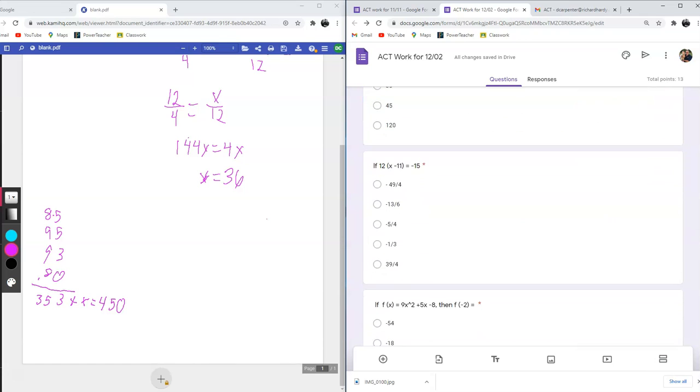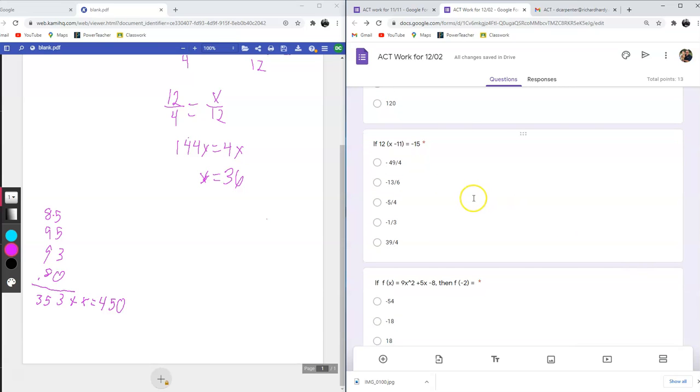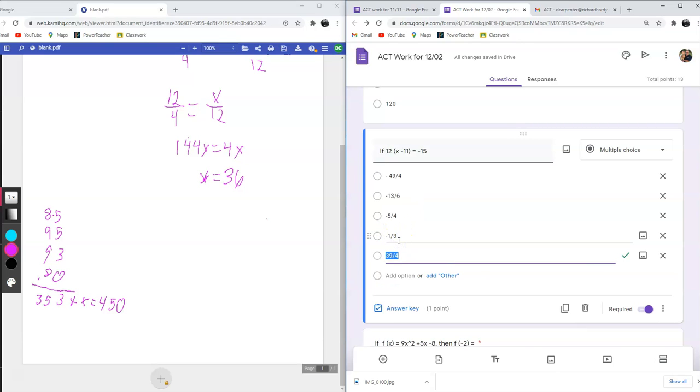All right, then this next one, it's a little bit harder, but it's just distribution. 12x minus 132 equals negative 15. I'm going to add 132 to both sides. Divide by 12, that's going to reduce down to 39 over 4. Let me make sure that's right. Yeah, 39 over 4. Because this is negative 132, and when I add it to both sides.